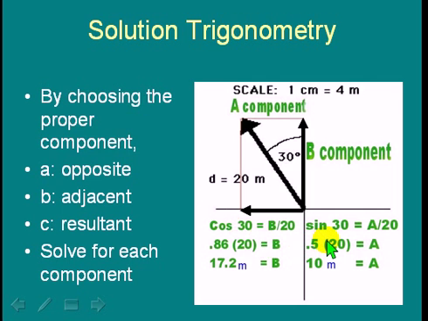component. On the other side, we're here to find the A component, the horizontal component. We would use the sine function because that side is opposite the angle. So we would use sine 30 is 0.5, times 20 equals A, and we end up with 10 meters.